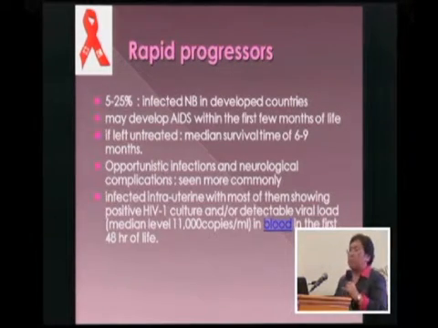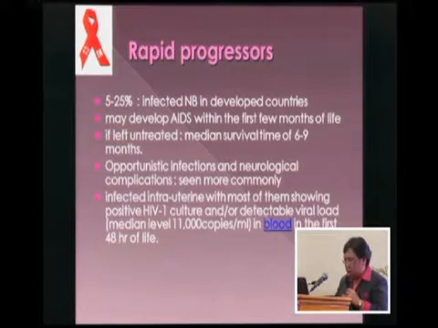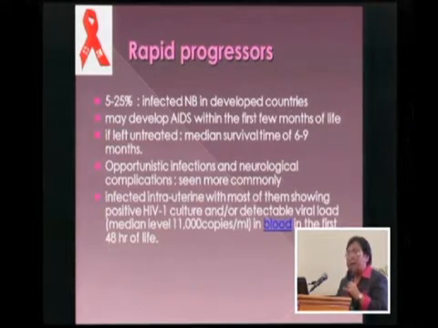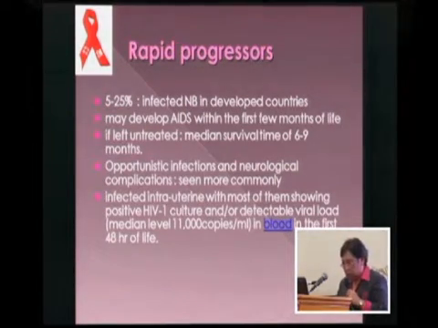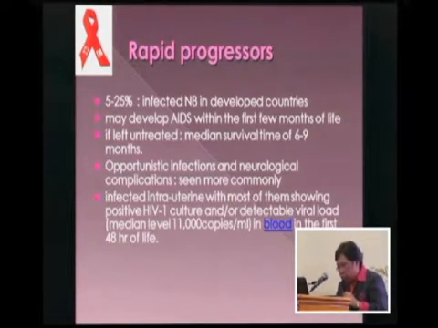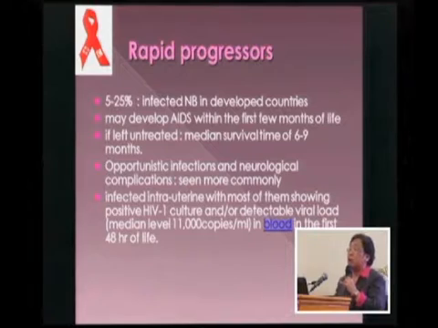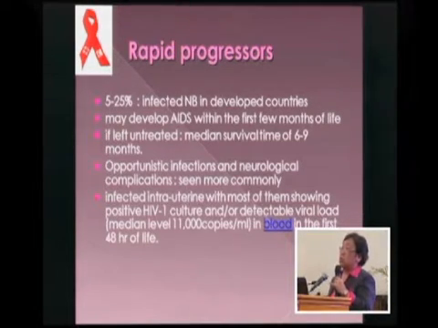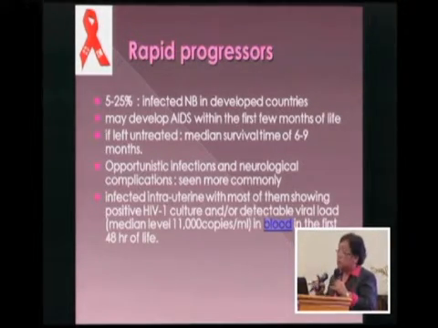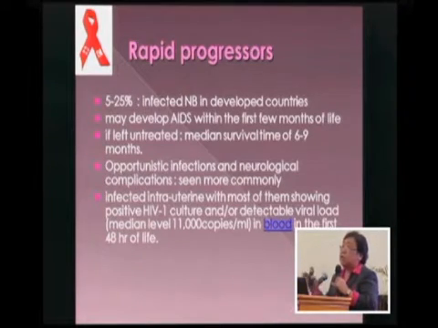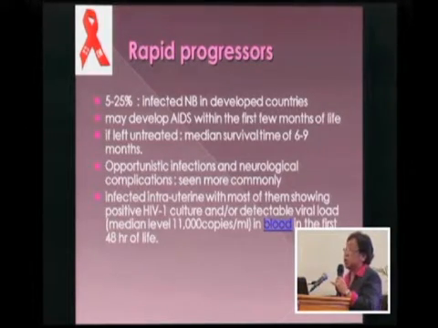What is seen more commonly in these rapid progressors are opportunistic infections and neurologic complications. And those who are infected intrauterine, with most of them showing positive HIV culture and or detectable viral load with a median of 11,000 copies in the blood, are usually seen in the first 48 hours of life. So these are what you call the rapid progressors. Sometimes they can start with manifestations as early as 4 weeks to 6 weeks of life.